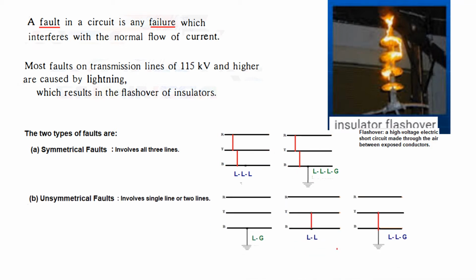Whereas an unsymmetrical fault will be a fault between any two lines, or any two lines and ground. So it is a line to ground fault, a line to line fault, and this is a line to line and ground fault. Whereas the upper one was line to line, and this is line and ground. Roughly 5% of all faults are three-phase faults, and the remaining 95% are unsymmetrical faults.